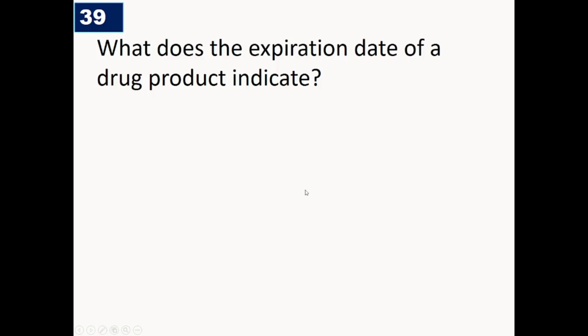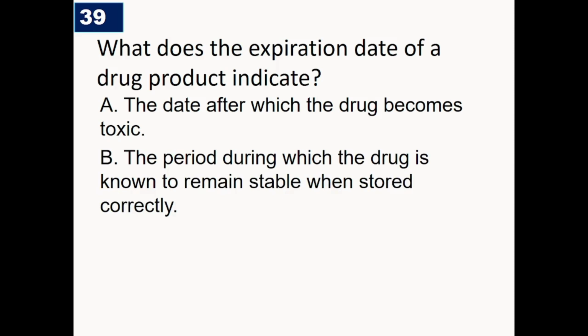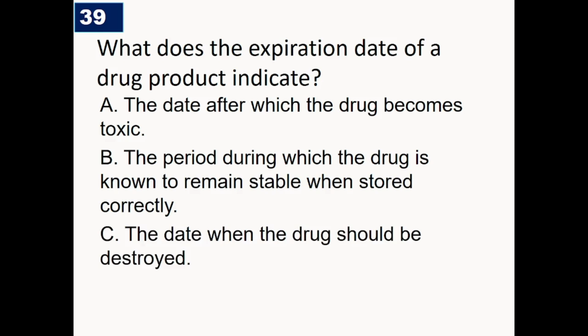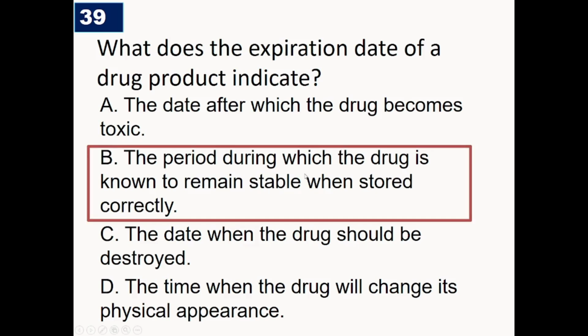So next, what does the expiration date of a drug product indicate? The date after which the drug becomes toxic, the period during which the drug is known to remain stable when stored correctly, the date when the drug should be destroyed, or the time when the drug will change its physical appearance. The correct answer is the period during which the drug is known to remain stable when stored correctly.